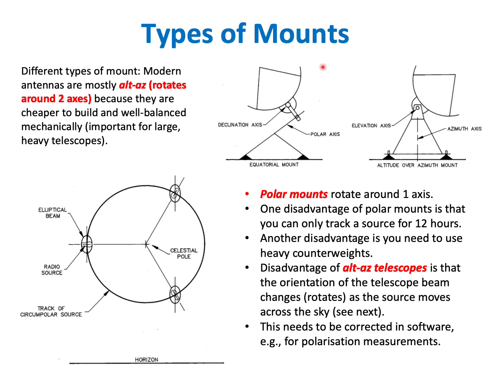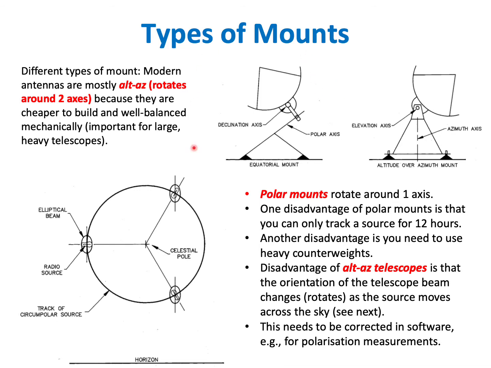There's also the polar mount, so that's this design here, and that just has one axis here, and the telescope rotates around that one axis. So here you have to place this mount so that this axis is pointing at the celestial pole.